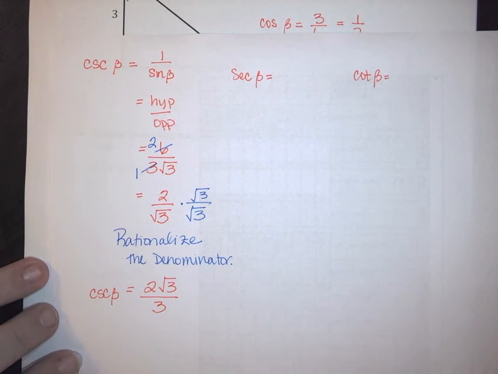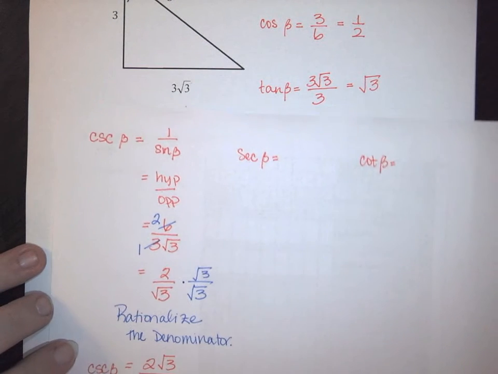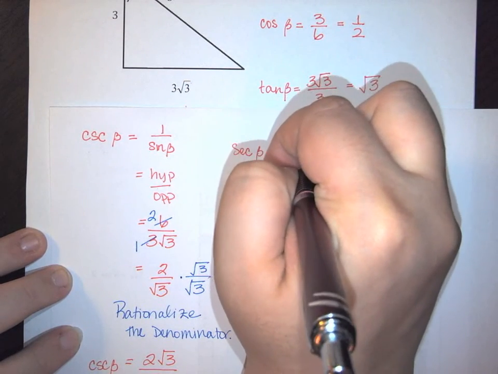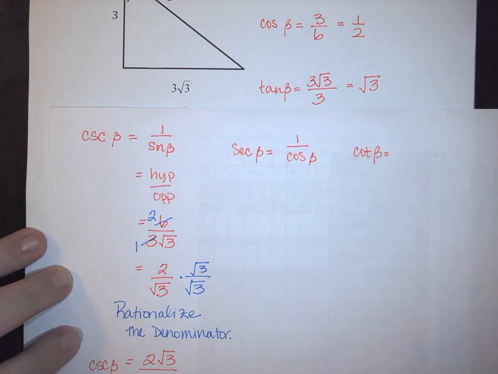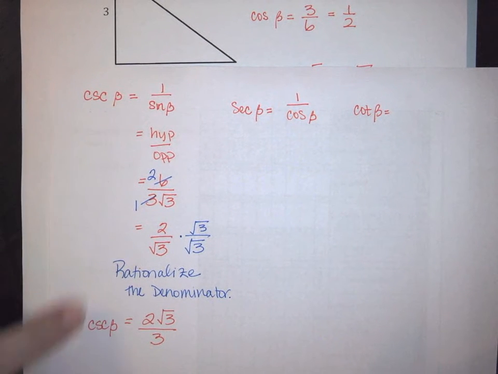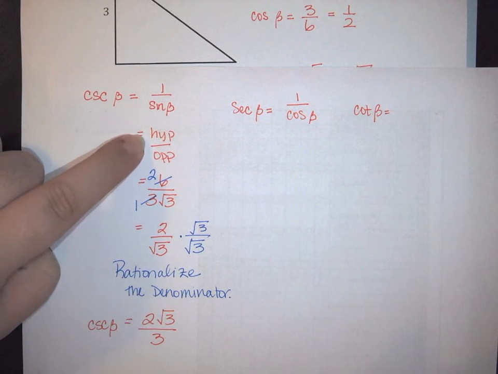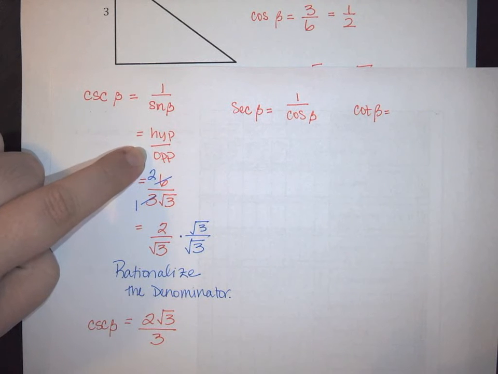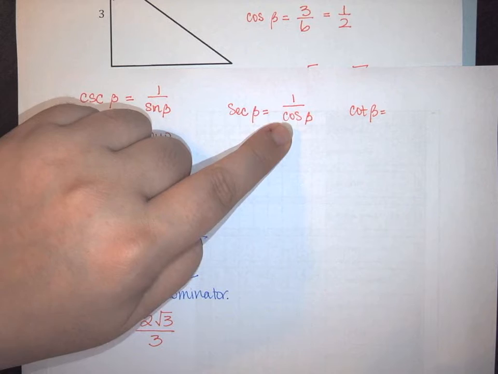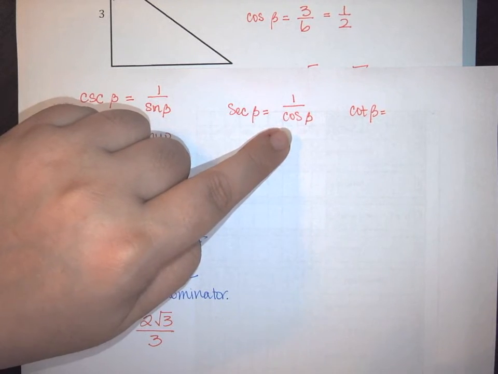Now I need to do the same thing with my secant. So if I remember secant, this is going to be the same as 1 over the cosine of beta. Now, with my cosecant, since I went ahead and used my definition here of hypotenuse over opposite, I'm going to show you how to use the other definition using the major. So this would be 1 over the cosine.